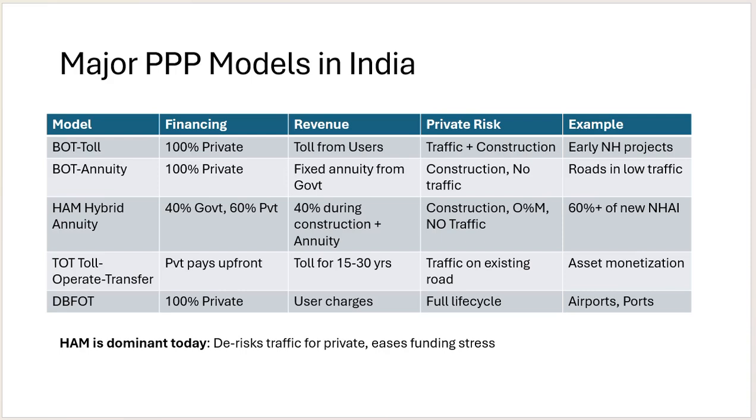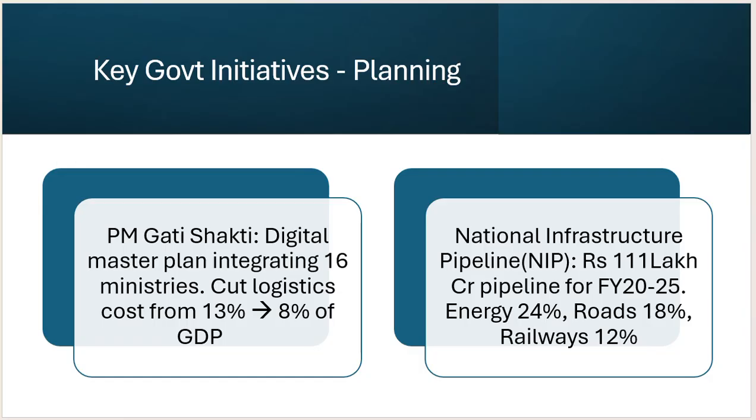Currently, the HAM model is dominant today, with the risk and traffic risk for the private side and the essence of funding. So let's discuss on the next slide the key government initiatives and planning done by the government. First we discuss planning, then financing, and then the sector and policy initiatives the government will take.